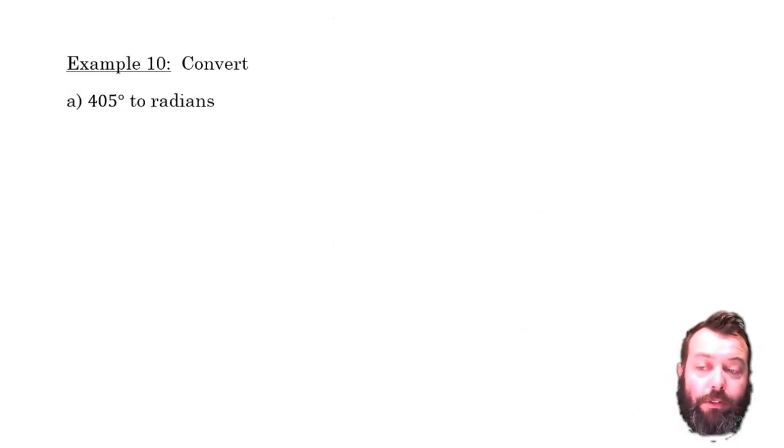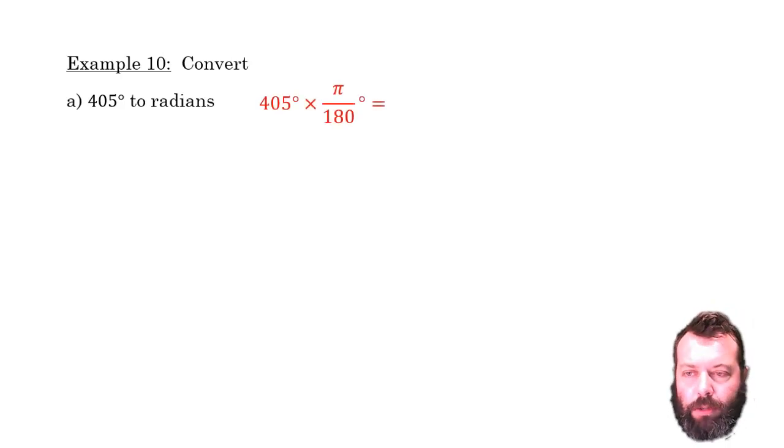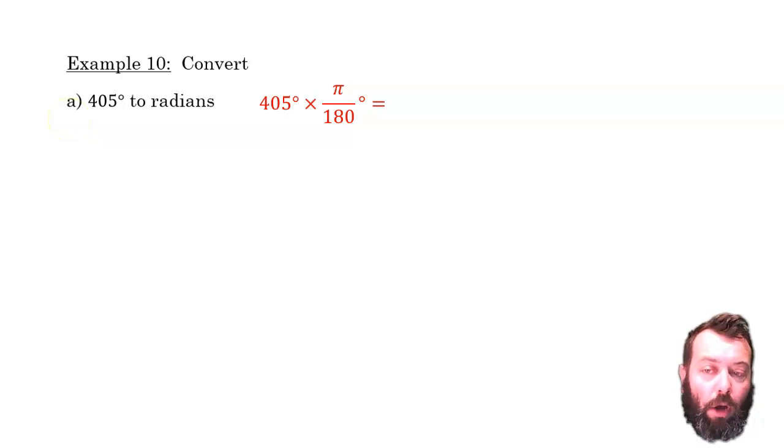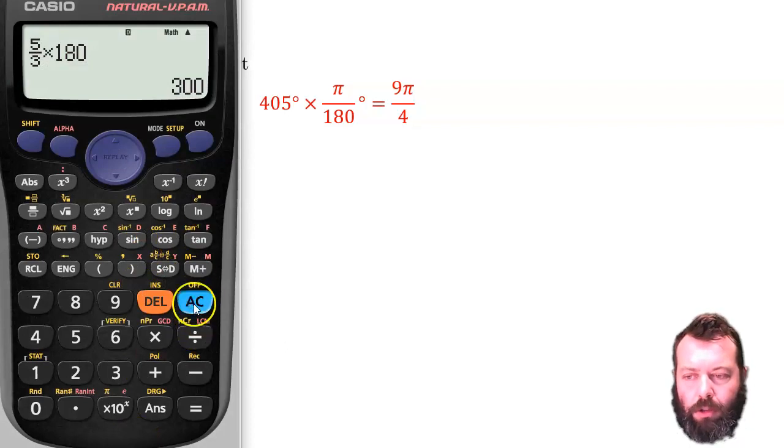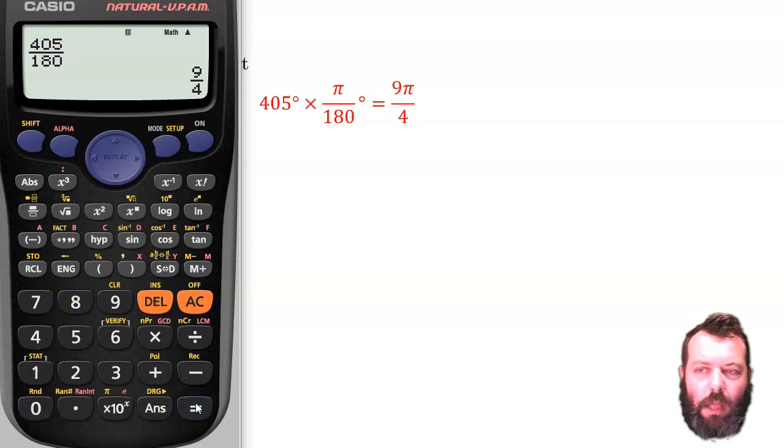Convert 405 degrees to radians. Well, our conversion is multiply by pi over 180. The 405 and the 180 have a common factor of 45. If I cancel those out, I'll get 9 pi over 4. If I did it on my calculator, I'm not going to use the pi. I'm just going to go 405 over 180, equals, and there we go. That's my 9 pi over 4.